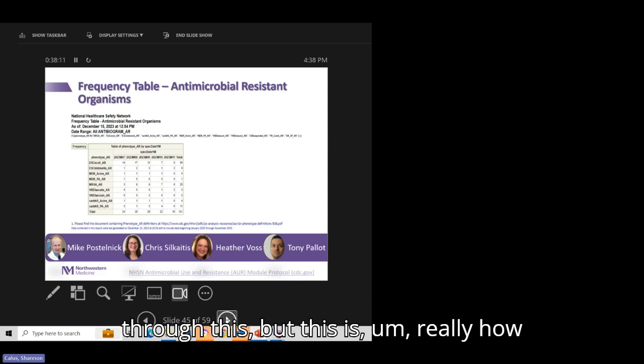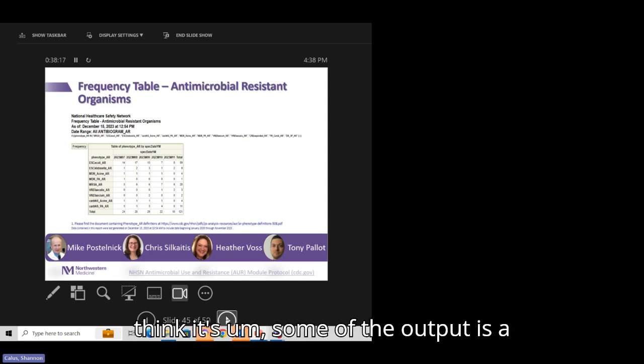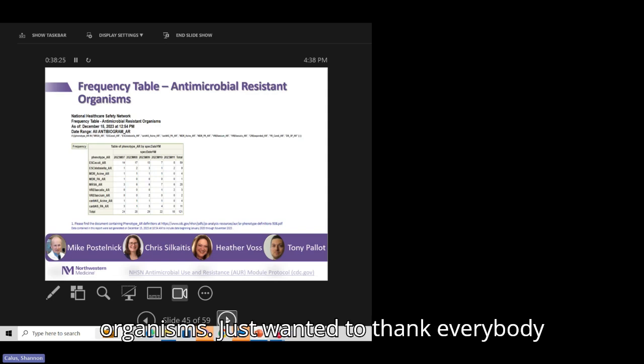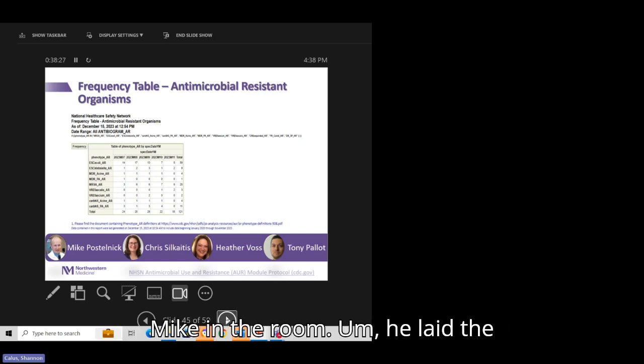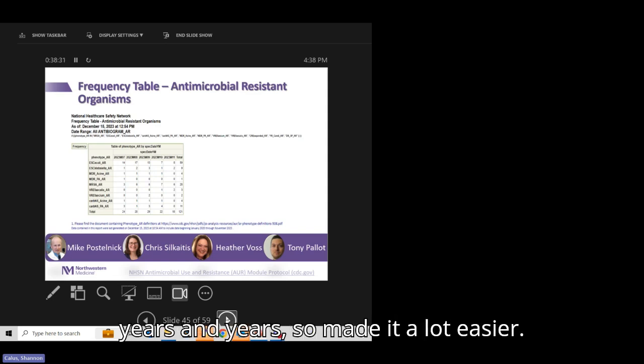But this is really how to leverage the information. So this is one of the rate tables. So again, with AR, I think some of the output is a lot nicer. It gives you information in terms of the rates of antimicrobial resistant isolates or organisms. Just wanted to thank everybody listed on the screen here, especially Mike in the room. He laid the foundation and has been doing this for years and years, so it made it a lot easier. But these are some of our partners throughout the process, so infection prevention and informatics.